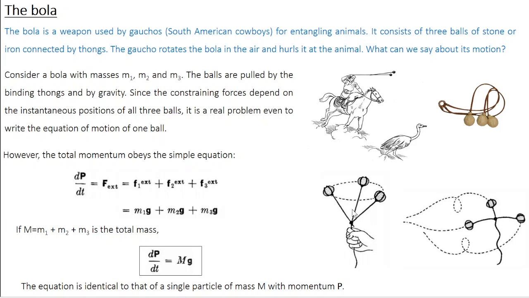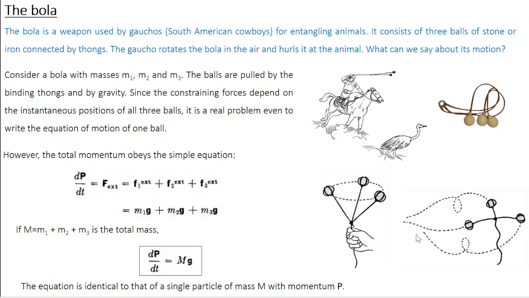And if you want to analyze the motion of the bola, basically you need to understand the motion of each of these individual balls. So you have three masses, you need to write down three equations of motion and you need to solve them simultaneously. But remember, since the constraining forces depend on the instantaneous positions of all the three balls, and the positions vary dynamically, even to write the equation of motion in this case is going to be really challenging.